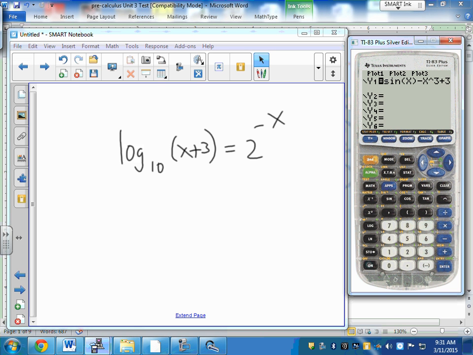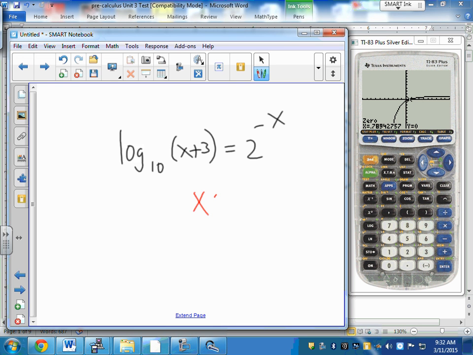So log base 10, that's our common log, x plus 3. Subtract off the 2, raised to, then I'll wrap that in parentheses, negative x power. Okay, so here's the graph, standard window. It looks like it crosses somewhere around the origin, second trace 0. I'll go negative 5 to 5, and there's my 0. So x is approximately equal to 0.789. Done.